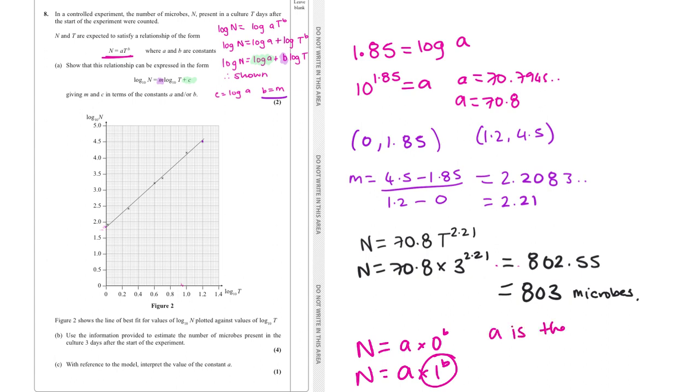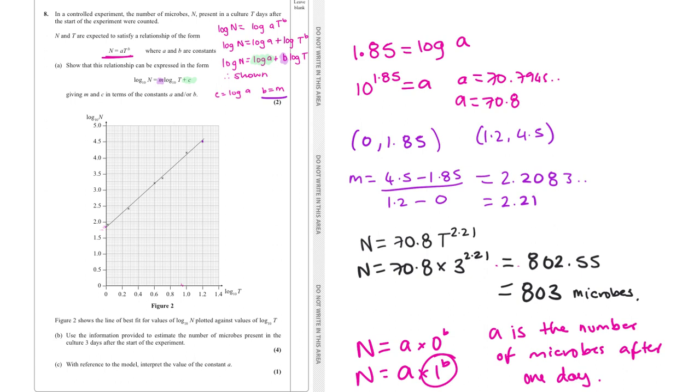So A is the number of microbes after 1 day. It's always good to bring it back to the context of the question. And you need to think about really what's going on. I always like to substitute numbers in, it makes it easier for my head.